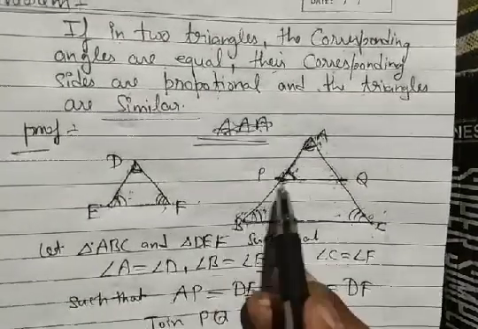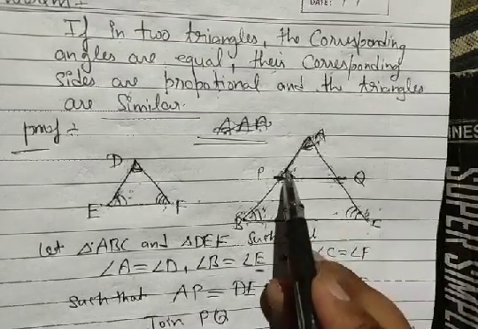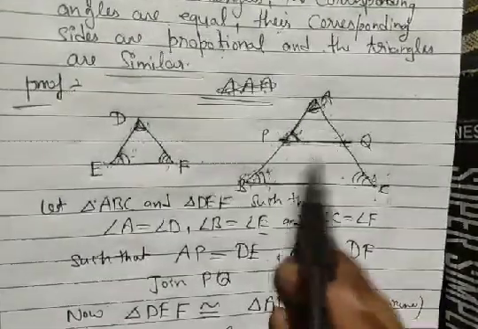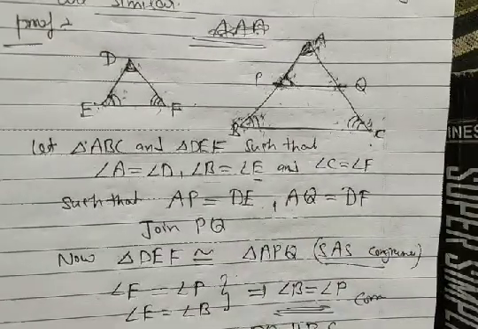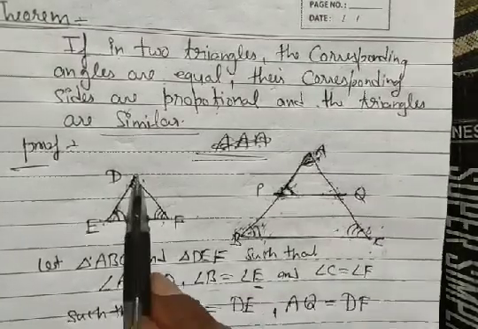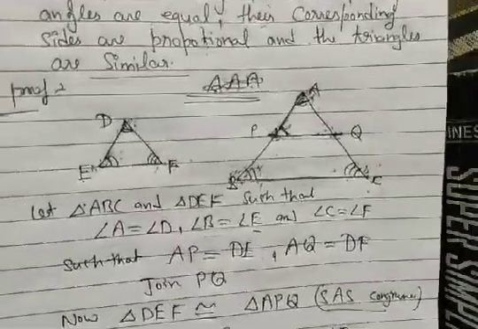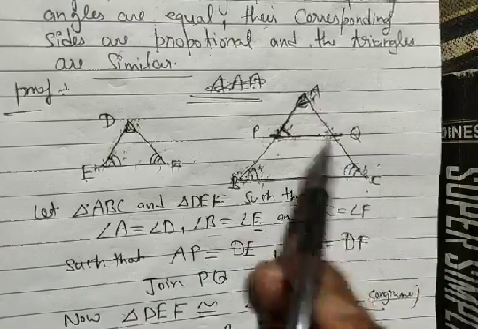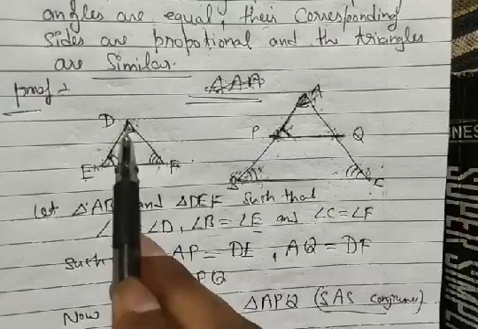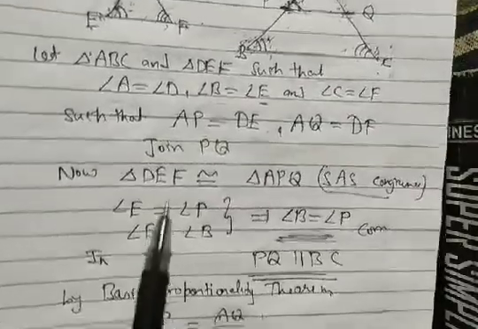Then after that we mark two points P and Q on sides AB and AC such that AP is equal to the length of DE and AQ is equal to the length of DF. Then joining PQ, we are going to show that triangle APQ is congruent to DEF. How can we show that triangles DEF and APQ are congruent? By construction we drew AP equal to DE and AQ equal to DF, and angle D and angle A are equal as given, so by the side-angle-side criterion these triangles are congruent.